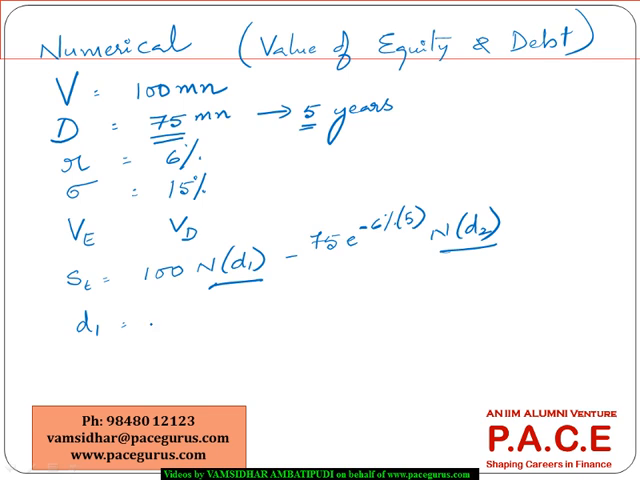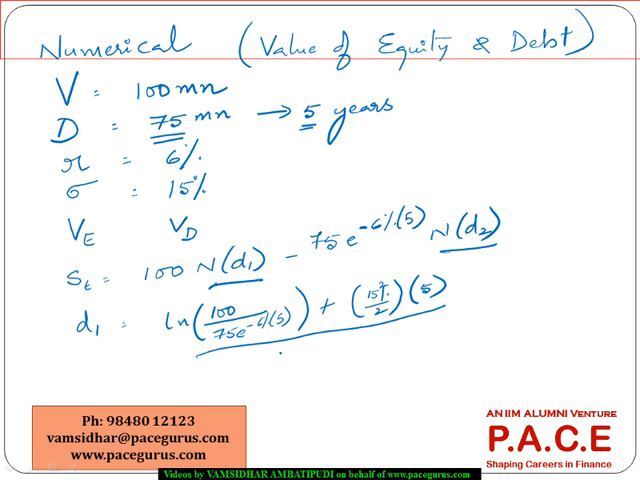So for that I require d1, which is log of the value of the firm 100 divided by 75 into e power minus 6% into 5, plus sigma squared, 15% squared, by 2 into (T minus t), which is 5 periods, divided by sigma root T, 15% into the square root of 5. So this is what will work out to d1.